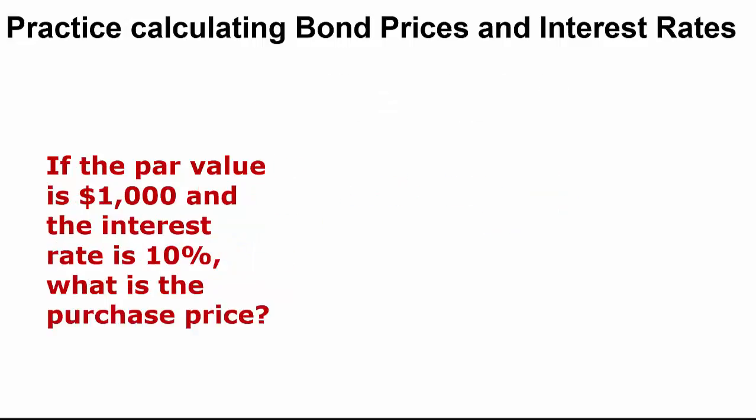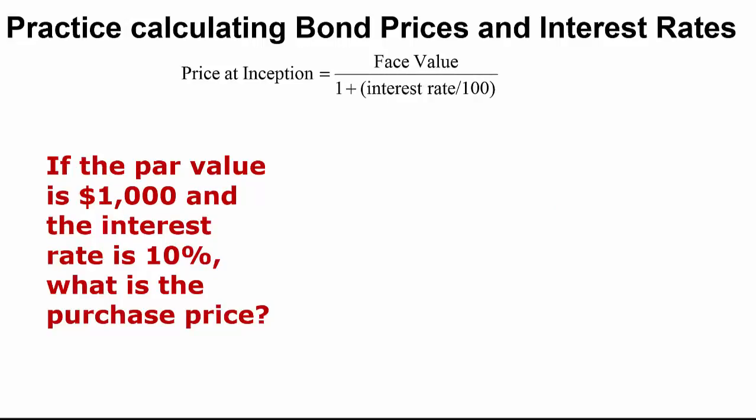Okay? Now, there's another thing we can calculate. What if we're told the face value is 1,000 and the bond pays 10% per year? Then, how do we calculate the price at inception? So, to get that one, you take the face value. In this case, it's 1,000. And you're going to divide that by 1 plus the interest rate divided by 100. So, basically, the interest rate is 10%, divided by 100. Essentially, all we're doing here is we're going to divide that 1,000 by 1.1, okay? And that's going to give us the price at inception.